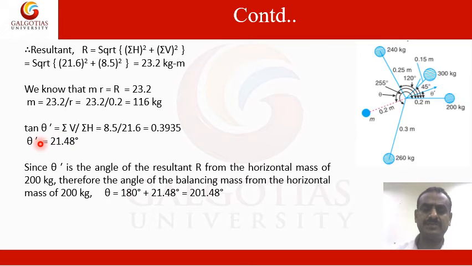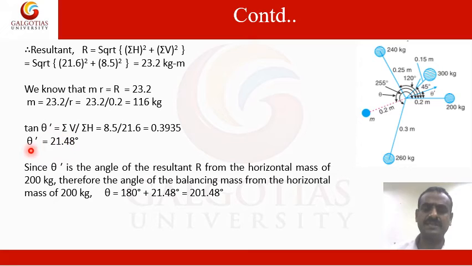Then theta dash is determined by using the formula tan theta dash equal to sigma V divided by sigma H. Theta dash is the angle of location of the resultant force. We know the values of sigma V and sigma H, so we substitute them in this equation. Finally, we get tan theta dash equal to 0.3935. So from this equation, theta dash will be obtained as 21.48 degree.